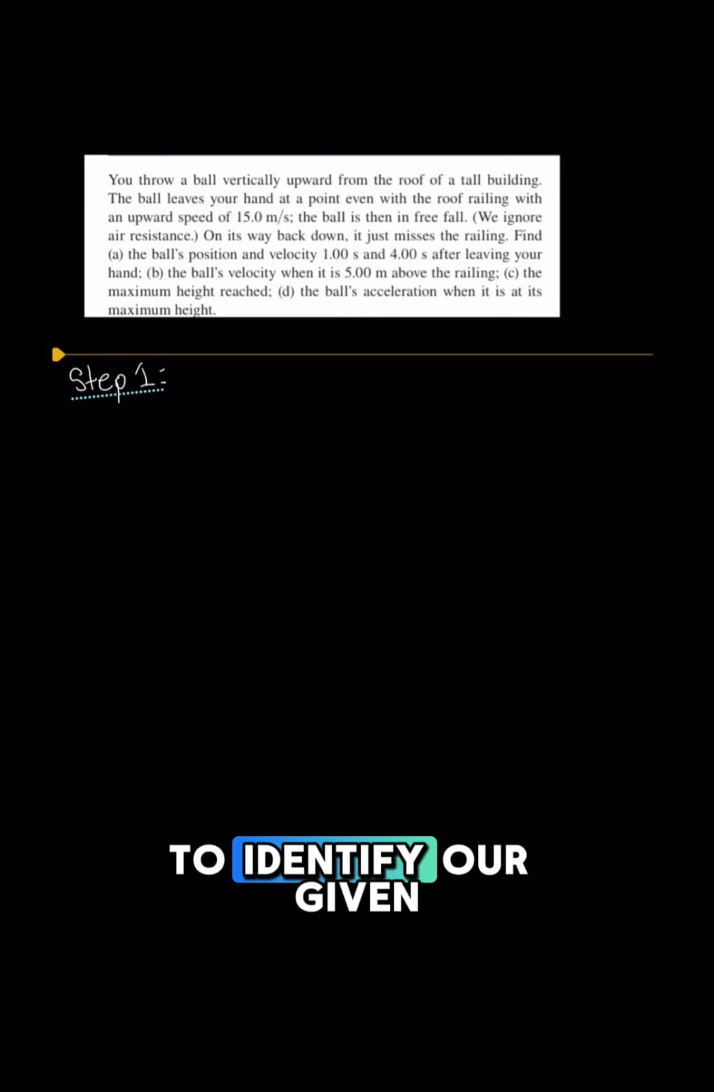So today we're going to look at this free-falling object problem where we start on a very tall roof and we're throwing a ball directly up with a velocity of 15 meters per second. And in this part, we're just going to find the position and velocity at 1 second. So the first step is always to identify our givens.